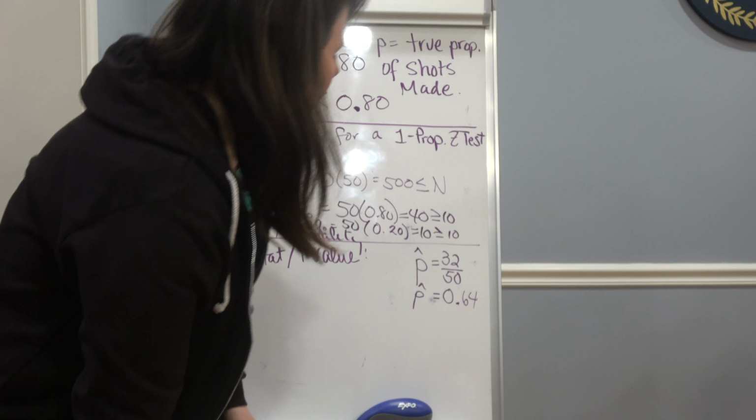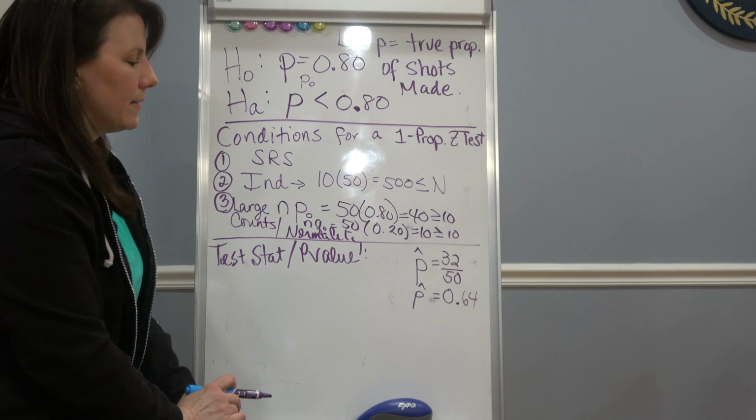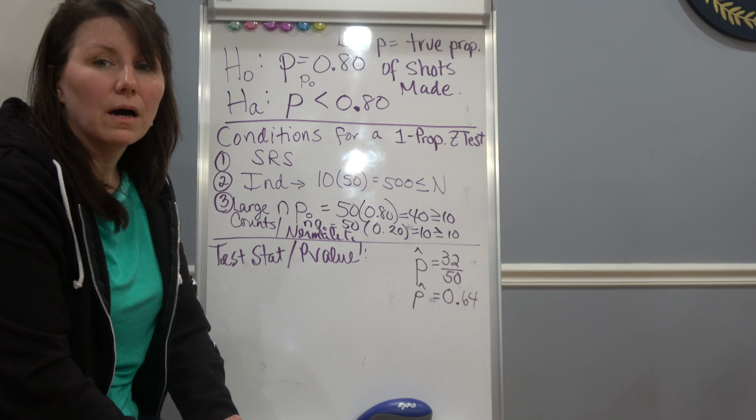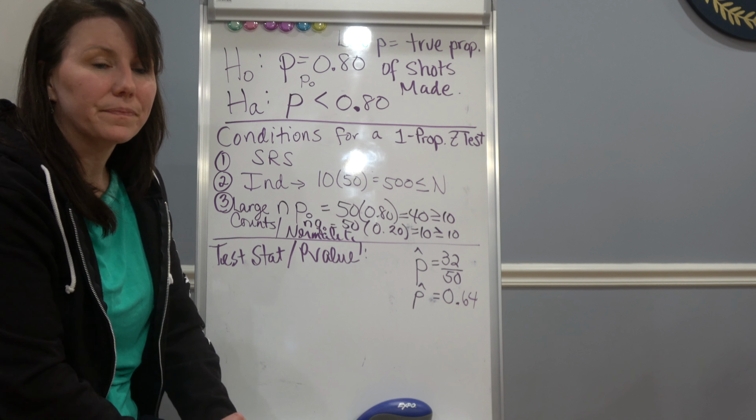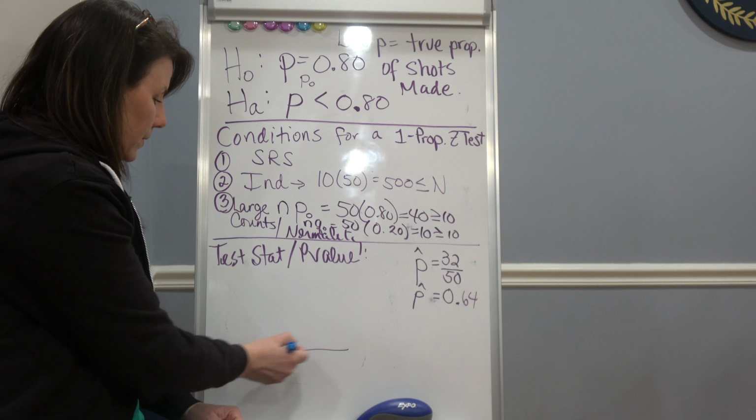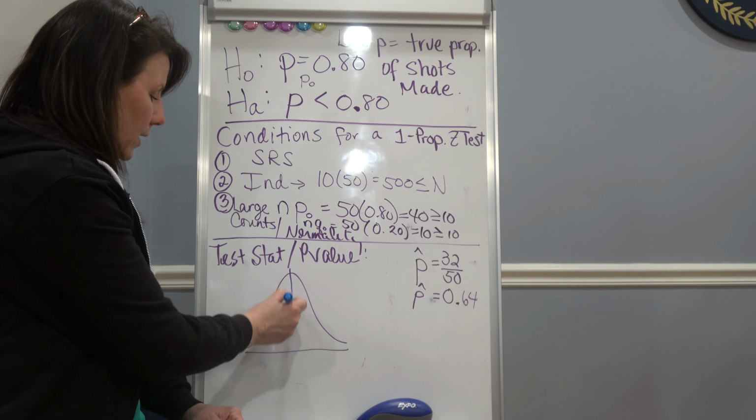So what we're hoping to find is the probability that he shoots 64% in a sample of 50, if it's really an 80% parameter that he shoots. If that's super small, then we've just found some evidence to reject the null hypothesis. So we make our normal curve.